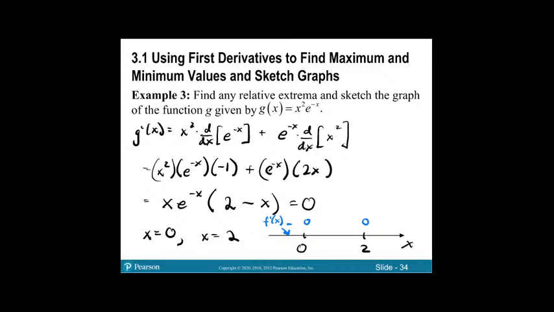Okay. A number between 0 and 2 to test is 1. Okay. And so let me see. When x is 1, positive, positive, positive. So f prime is positive, so the original function should be increasing.